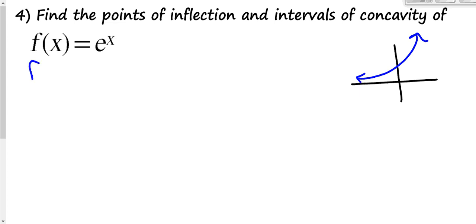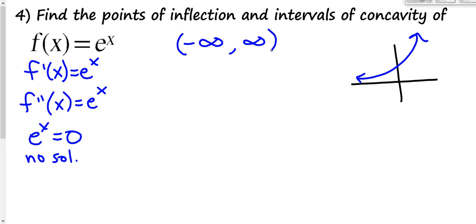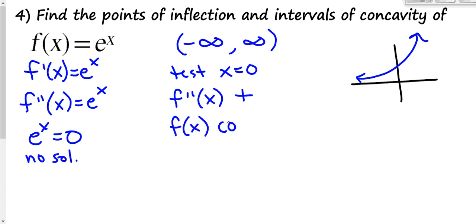So let's go ahead and find the first derivative. That would be e to the x. And find the second derivative. That would be e to the x. Now where does that equal 0? It does not. Okay, so that's why there are no inflection points. So our interval is just the entire number line, negative infinity to infinity. We can test whatever number we want. Let's test x equals 0. And we can plug that into the second derivative. And e to the 0 is positive. And so f of x is concave up the whole time. Ta-da! All right.